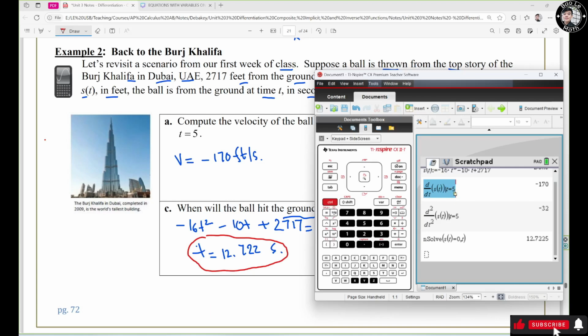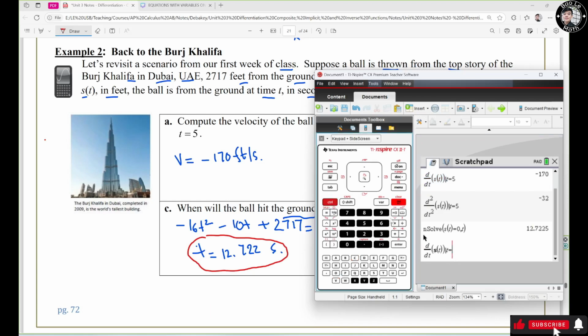Now, instead of t equals 5, I put t equals 12.722, right? So I need to copy this one down over here. Then I change the value of t, right? So I hit enter. The answer is negative 417.12 feet per second, right?